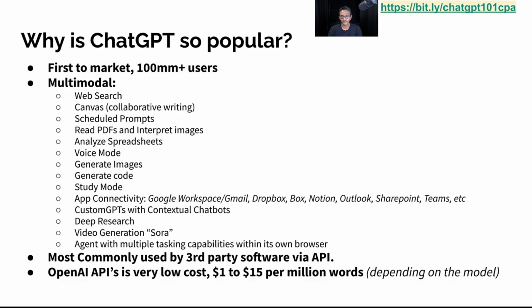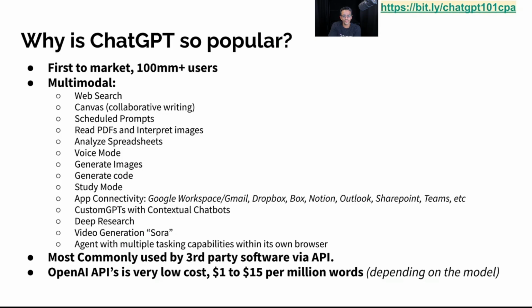It is truly the most multimodal, the most efficient system of them all. And it's the most commonly used by third-party software. So if you use any software out there that uses or claims to use AI, there's a 90% chance that they're using OpenAI's or ChatGPT's engine for that, because it's also very cheap.